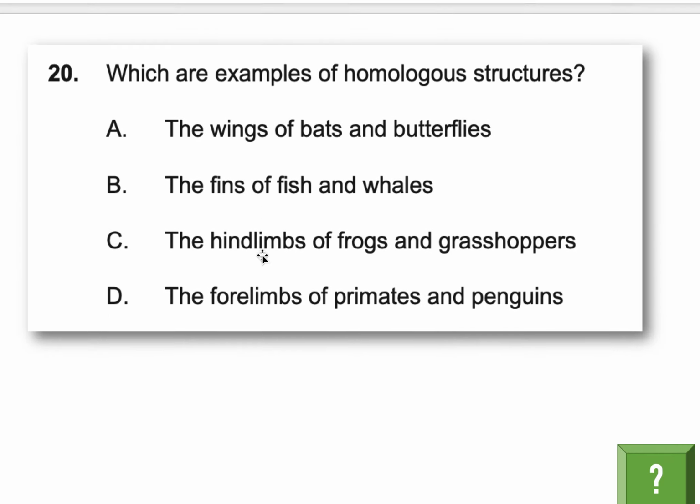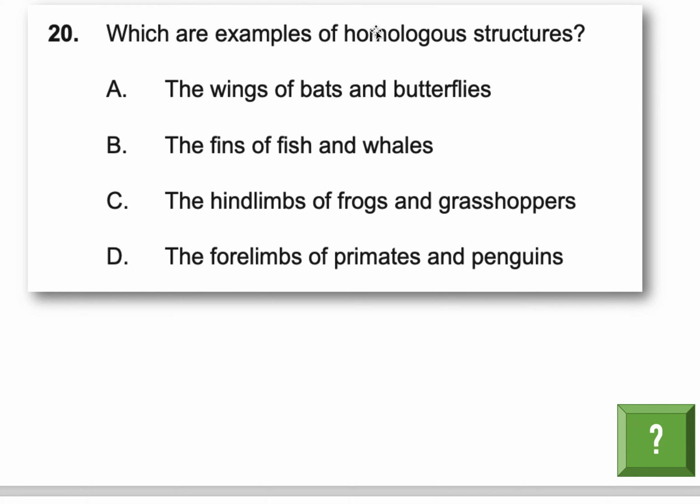So one more here. What are examples of homologous structures? So again, you can see homologous structure is a super popular topic. Now we know homologous structure means same origin, so same ancestor, but different function. So let's see here. The wings of bats and butterflies. So again, bats and butterflies, what's the purpose of their structures? To fly. So it's not going to be this one because they have the same function. Okay, but their structure is different. They don't have the same structure at all.